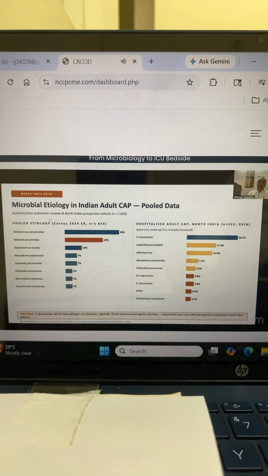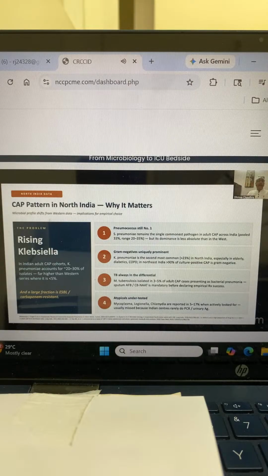Influenzae and Klebsiella in our setting. So you need to know your hospital, you need to know your institution, what sort of cases you are seeing there. And this is something which is troublesome, rising Klebsiella in the Indian setting. And we are finding a number of them are coming up as MDR.